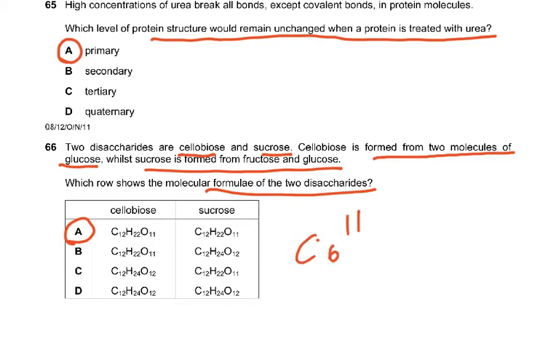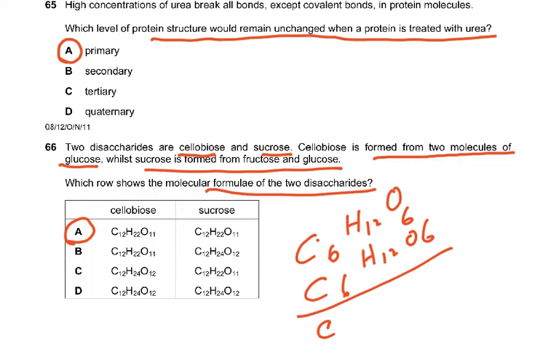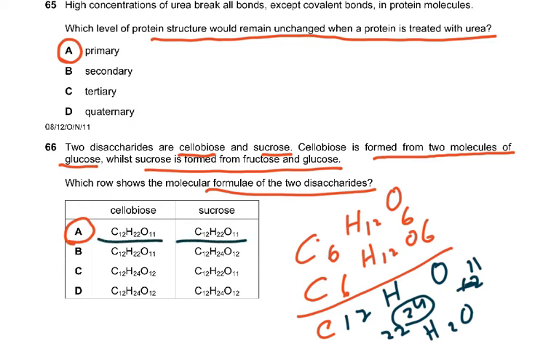It's C6H12O6 plus another C6H12O6. So we get a total of C12, H24, and O12. And from this you minus H2O. So this will become 22 and this will become 11. So C12, H22, O11, and this has come in a previous question as well.